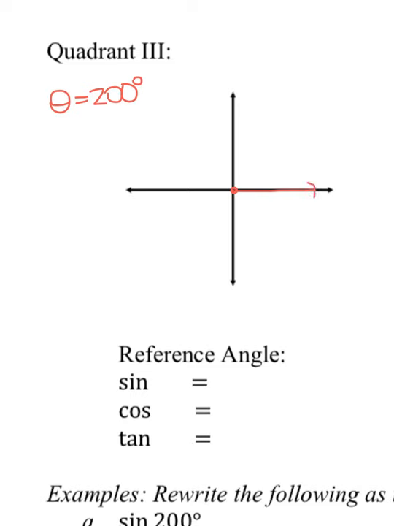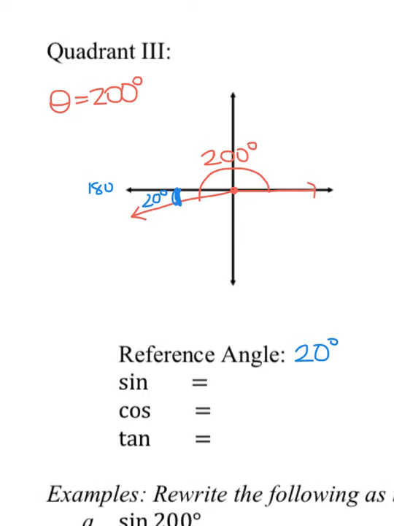So 200 degrees, that's only 20 away from 180, so I'm closer to the x-axis. So this piece here, that's 200 degrees. My fastest way to get to the x-axis would be to take this route right here. You know that this is 180. So you went over the 180 to get to 200, which means you went an extra 20 degrees. So your reference angle would be 20 degrees.